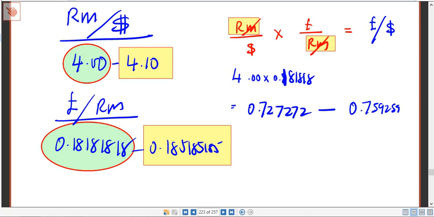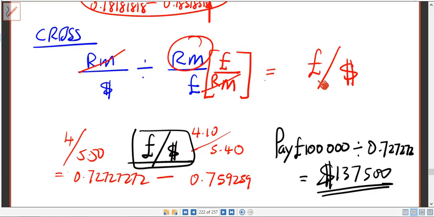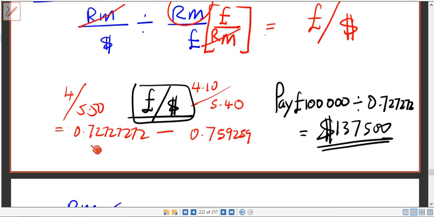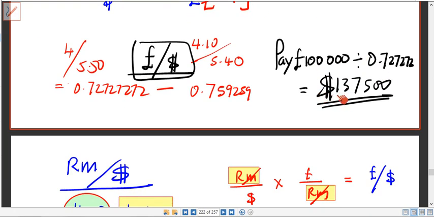Now, if this is given, this is pound per dollar, same or not? Is the rate the same? This is pound per dollar. Pound per dollar, end of the day, you get back the same answer, correct or not? You will get back the same answer, 137,500. Okay?